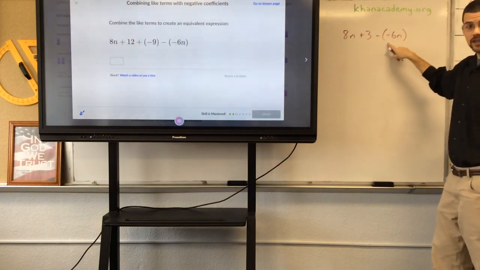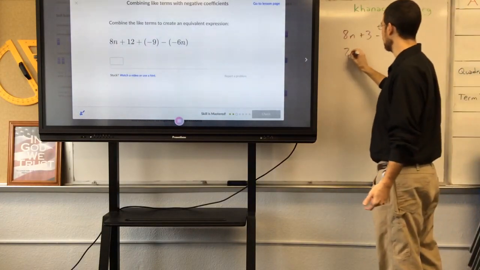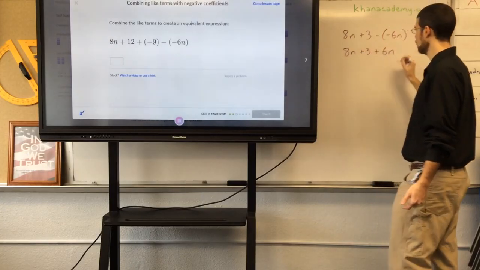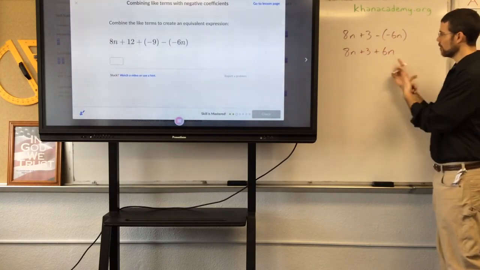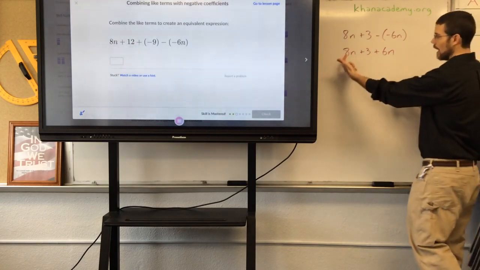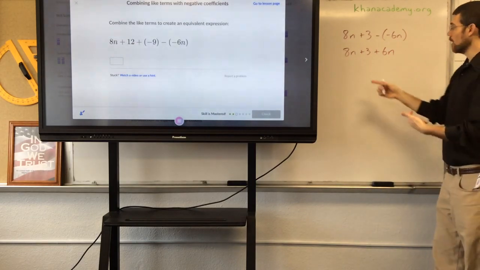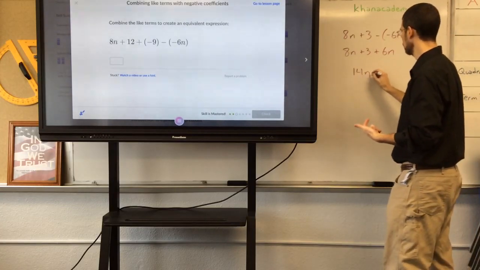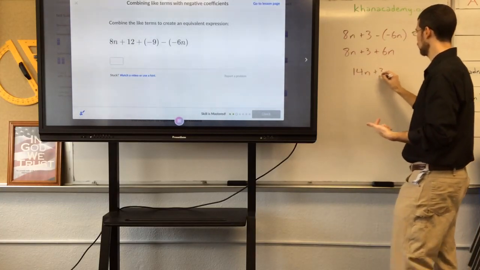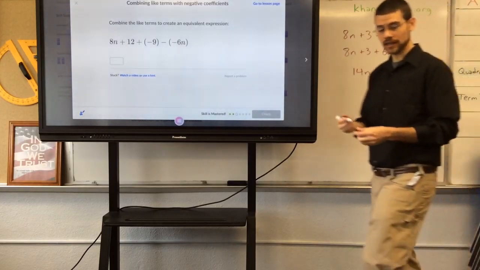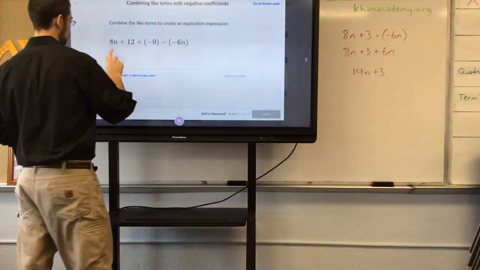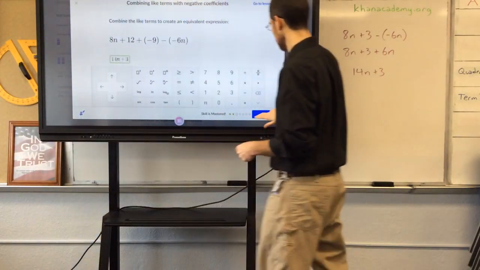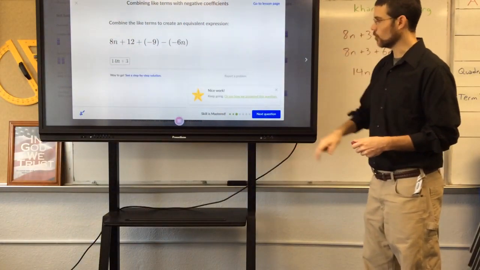Subtracting a negative is addition, so I can rewrite this as 8n plus 3 plus 6n. Now I can't combine the 3 with the n's, but I can combine 8 n's with 6 n's. I'd have 8 plus 6 of them. That's 14. So 14n plus 3, and that's as simple as it gets. So we'll enter that answer, 14n plus 3. And we'll go to the next problem.